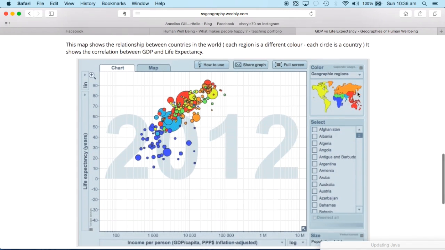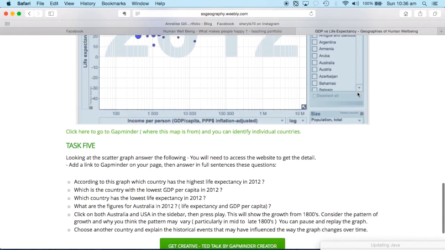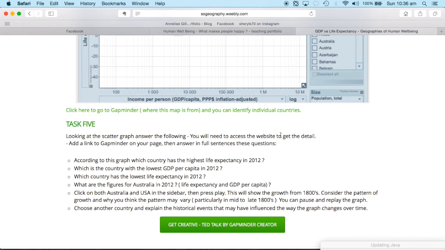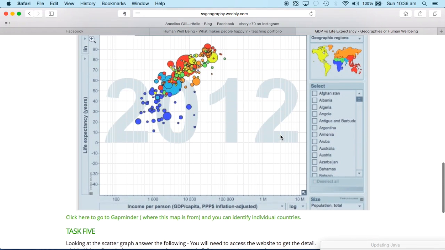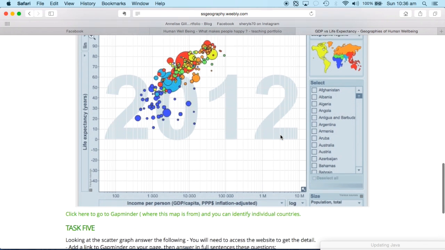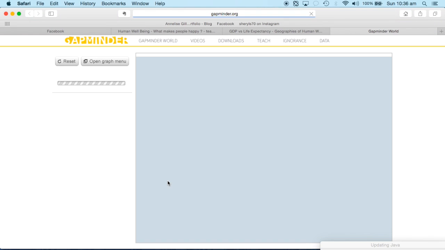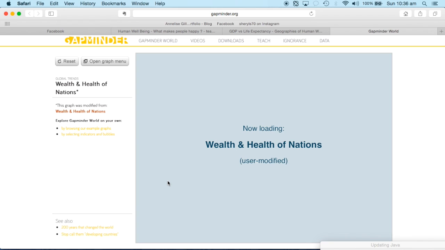So looking at this page, the questions down the bottom for task 5, there are 6 questions in total. So what I'm going to do in this video is simply go through each of those questions and show you how to find the answers using the Gapminder graph, which is this one here. So the first thing that you need to do is click on the Gapminder graph. And it will take you to this site, which you should be familiar with.